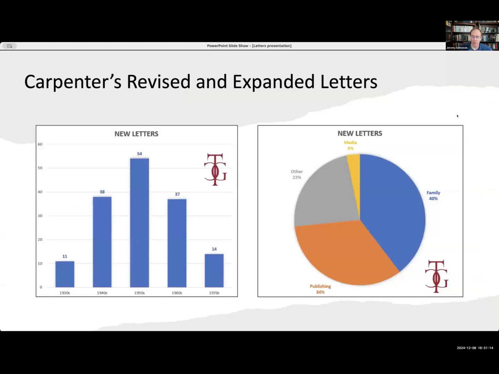You can see very briefly here, I know I'm looking at the clock, how the letters were distributed as far as what topics the new material and revised and expanded contained. They were pretty well distributed across content and decades throughout his life.